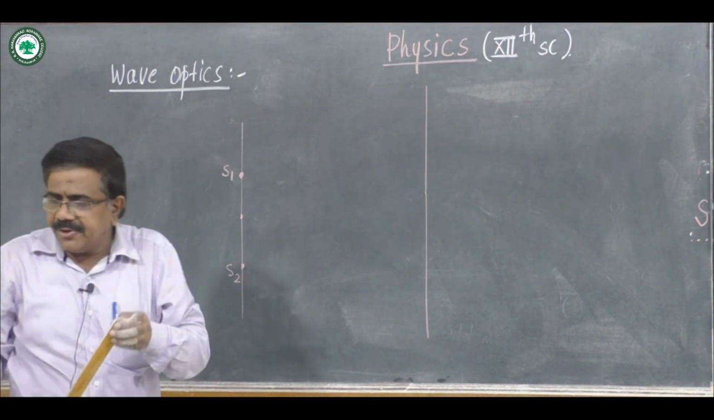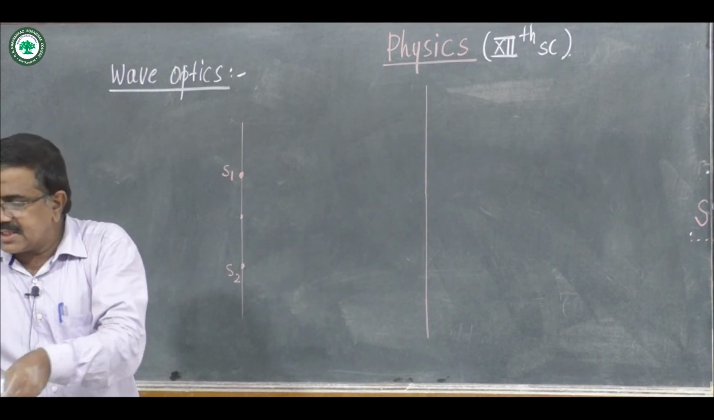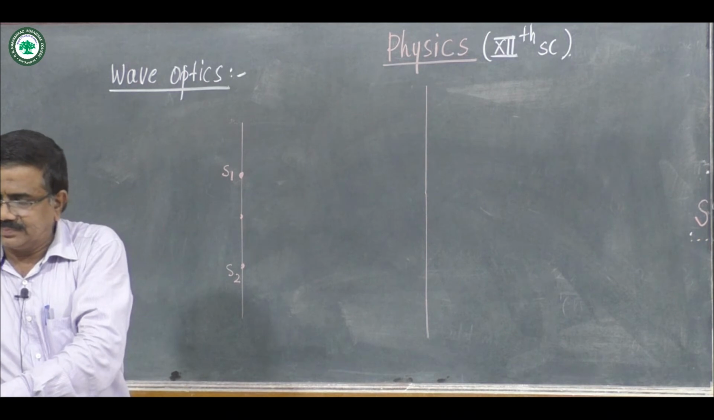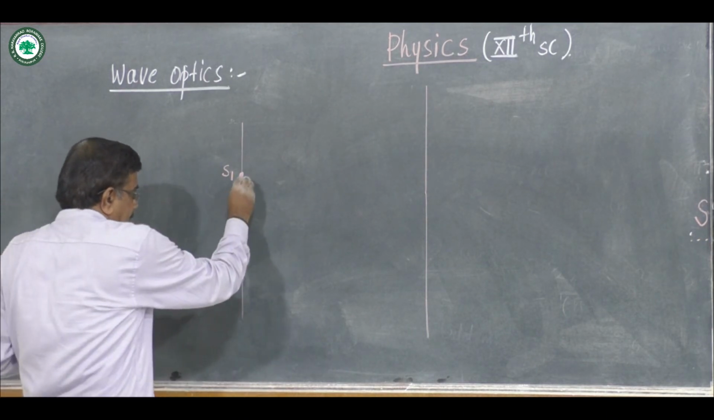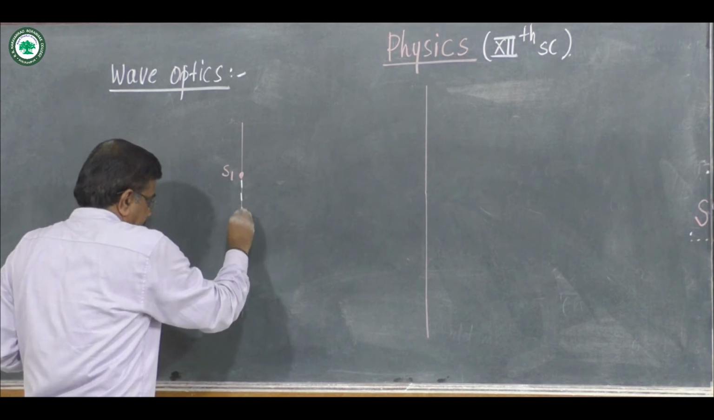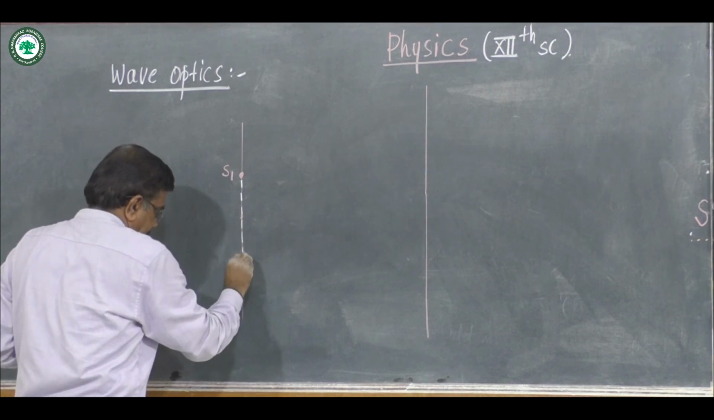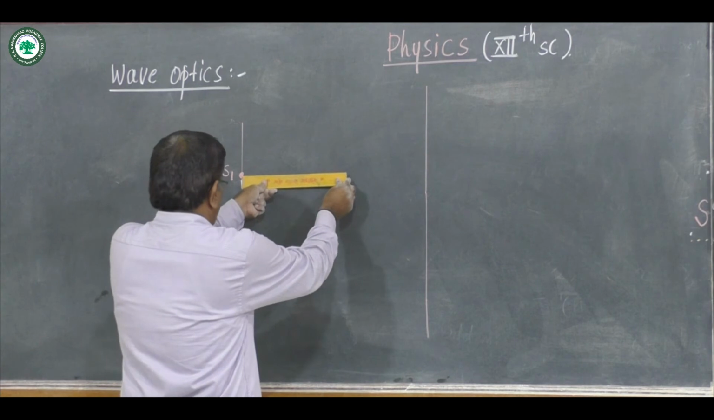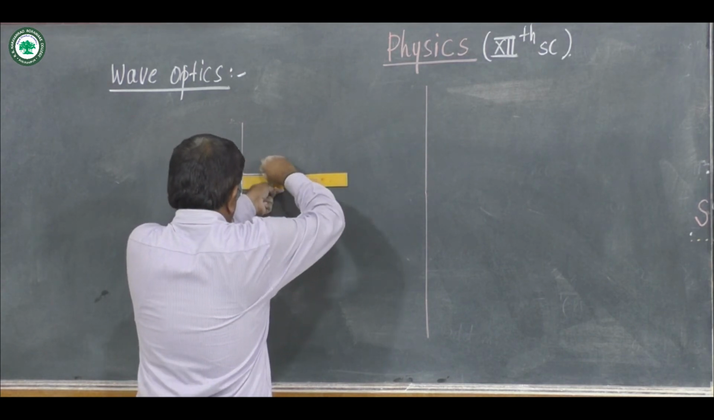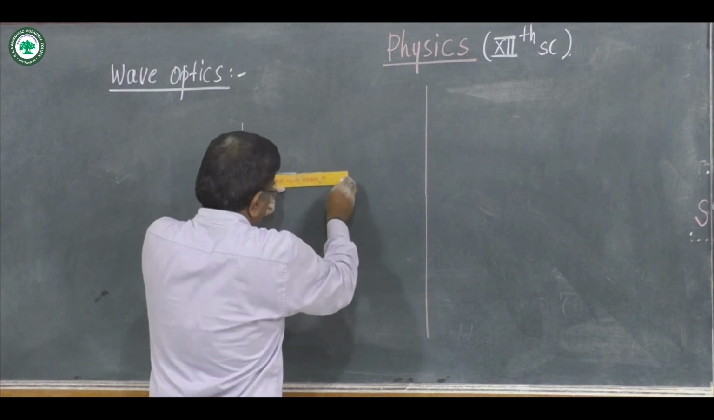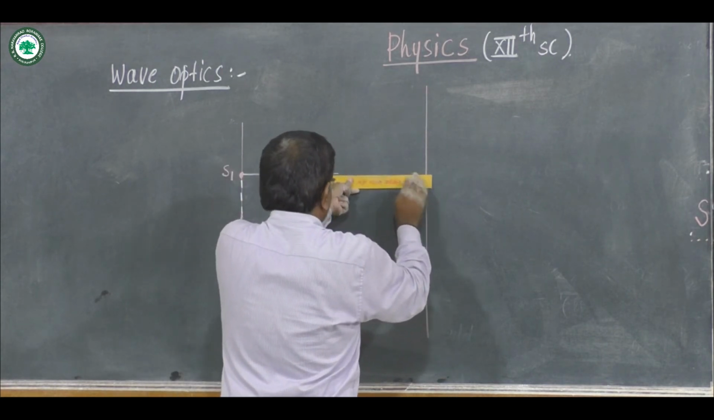We draw perpendiculars from S1, S2 on the screen. This is the central point. We draw the perpendiculars from S1 on the screen and also the perpendicular from S2 on the observing screen.